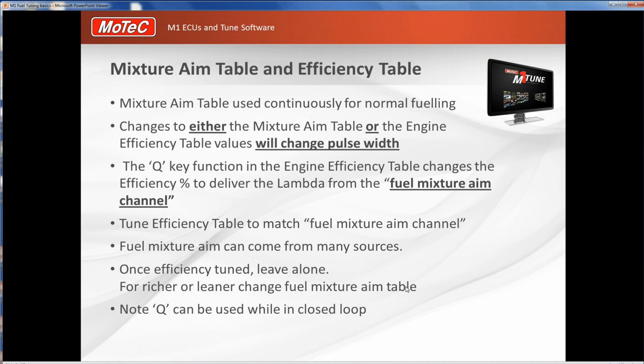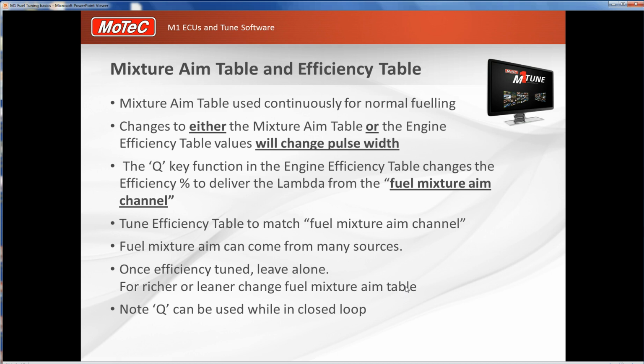It's the same as the M800. Alright, and it's looking up the current fuel mixture aim channel, which actually may not be the main fuel mixture table. What it's actually doing is looking for the richest of any of the fuel mixture aim tables. There could be a fuel mixture aim table for exhaust temperature that's sitting at 0.80 and the main table is sitting at 0.90. The system will use the richest of those fuel mixture aims to do the quick lambda function on the efficiency table.